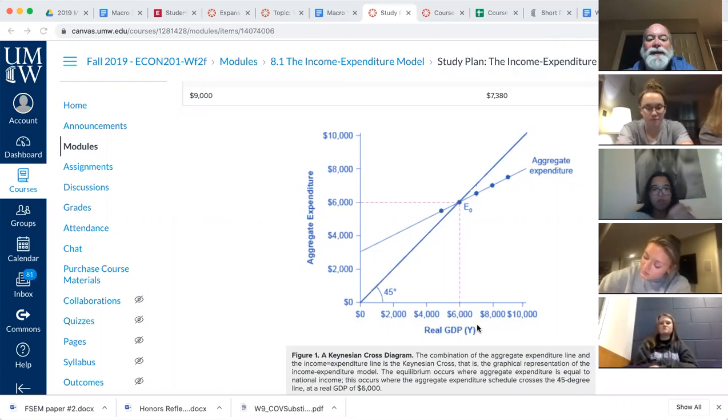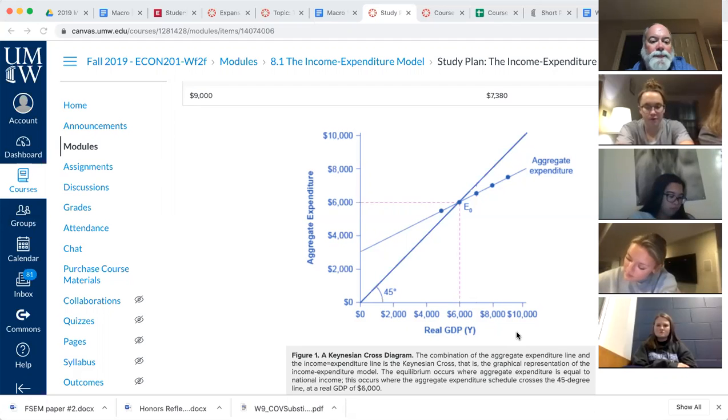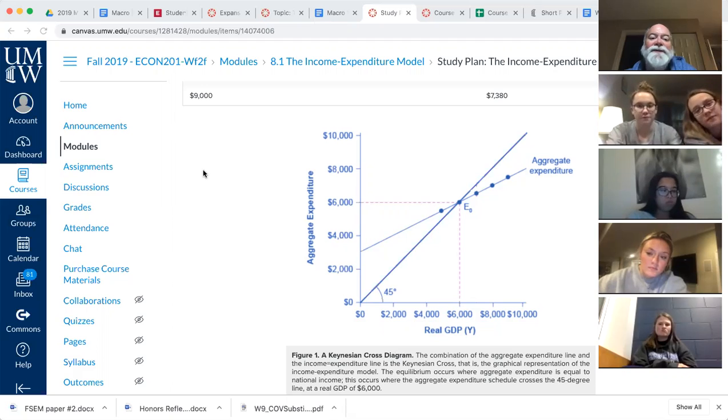Now here's the question though. If we're in equilibrium, does that mean we have full employment? Morgan's shaking her head. Okay, Morgan has the right answer.